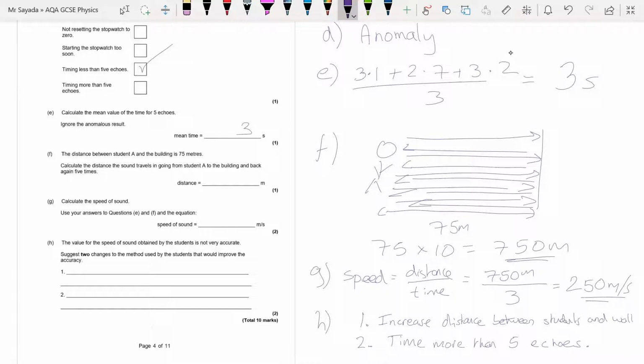Pause the video to mark and correct your work. Press play once you've done that. You should have now marked and corrected your work.